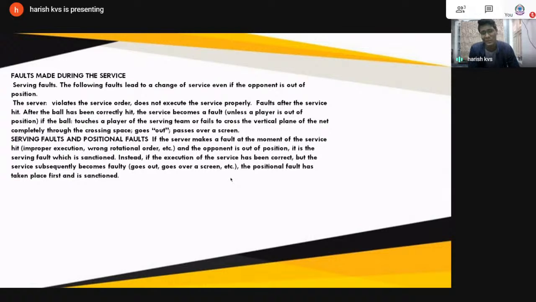If the server makes a fault at any moment of this service, improper execution, wrong rotational order, or if an opponent is out of position, then it is called a fault and it is called by the official. So the main fault during a service that one needs to keep in mind is touching the end line. Most of them take advantage of the end line and want to come as near as possible towards it to do the service and take advantage of the dimensions. In that moment they might touch the end line and commit a fault. That is one of the basic faults frequently committed by volleyball players.